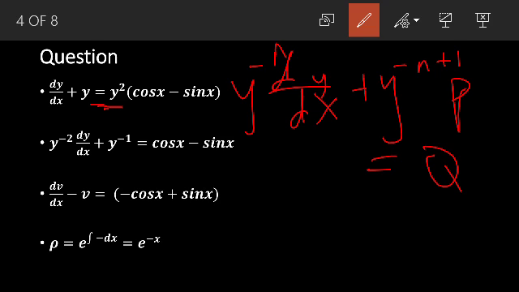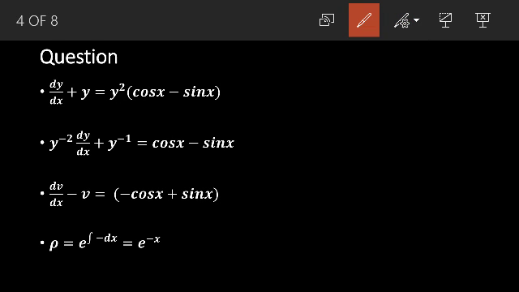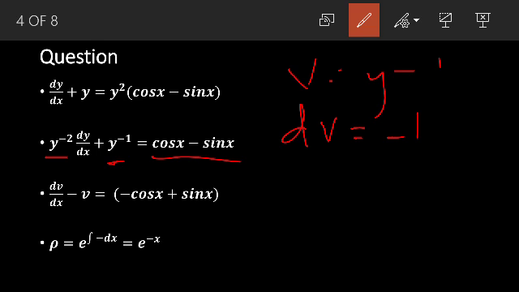We can choose to divide through by y^2, and when we do that, we are going to get y^(-2) dy/dx here, and here y divided by y^2 gives us y^(-1). Then you eliminate y^2 on the right. Now this is already looking like a Bernoulli equation. We can start by saying let v be equal to y^(-1). So it means that dv would be, if the -1 comes down, -1 y^(-2) dy.